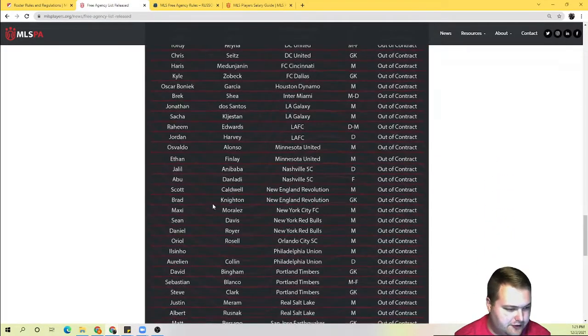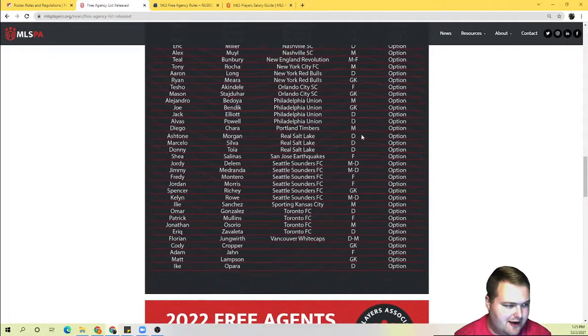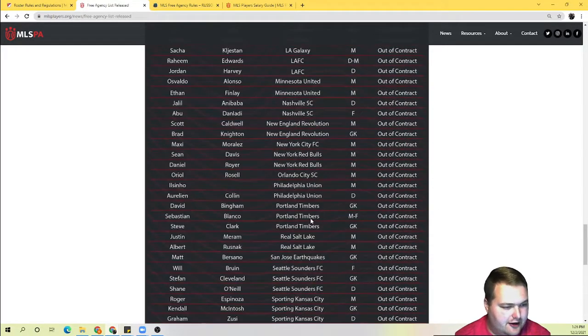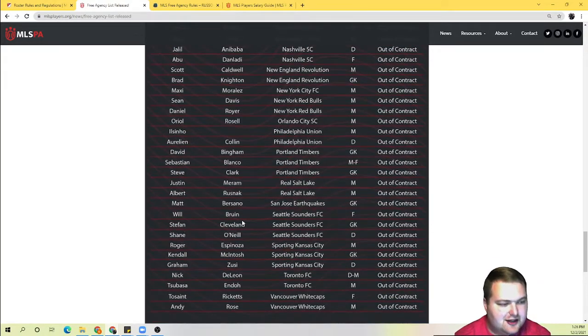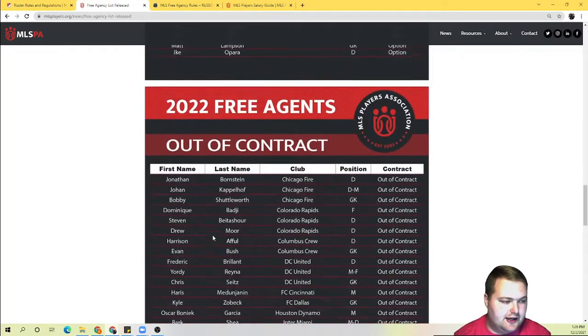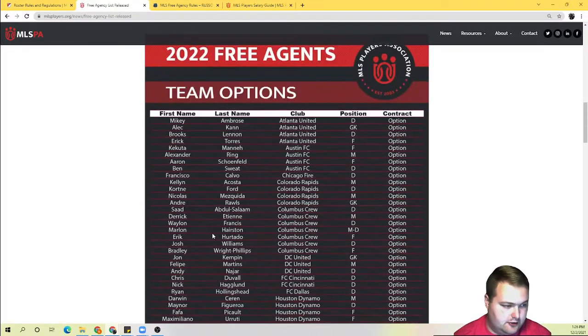Another one that I saw on this list, and it doesn't really matter if they had an option declined or if they were out of contract. So these are all just free agents. Another one that I saw was Stephen Cleveland. So I got asked about him a little while ago. I don't know if he's good enough to start in MLS, but he is a free agent, so he can go anywhere he wants to within MLS. He can go to whichever club he can negotiate with, whoever he wants to. So that's really, really important. That's the first thing that you want to look at, is if your guy is a free agent.